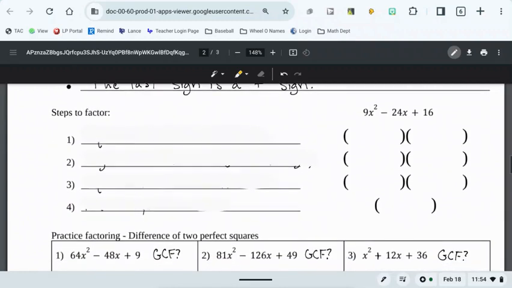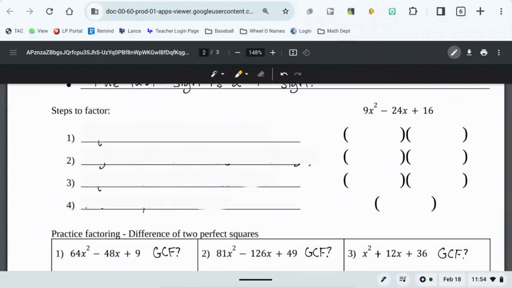So if we take a look at our example, first we're going to say, hey, is there a GCF? Always look for that first. There is no GCF. Then we say, okay, it's a trinomial. I need to notice that the first term is a perfect square, the last term is a perfect square, and that there is a plus sign as our last sign.